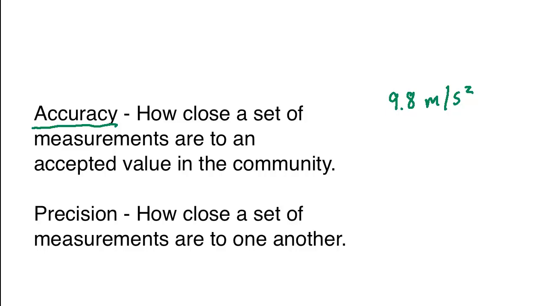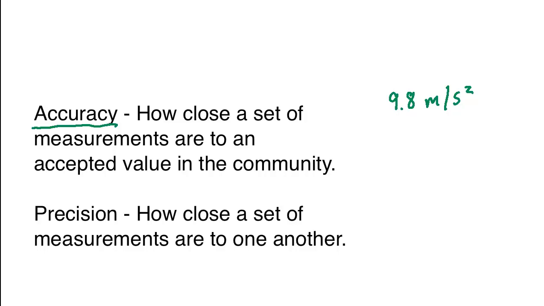Now, precision. Precision can, in theory, always be achieved with good scientific setup and instrumentation because you don't need a known value to achieve precision. Precision is how close a set of measurements are going to be to one another.